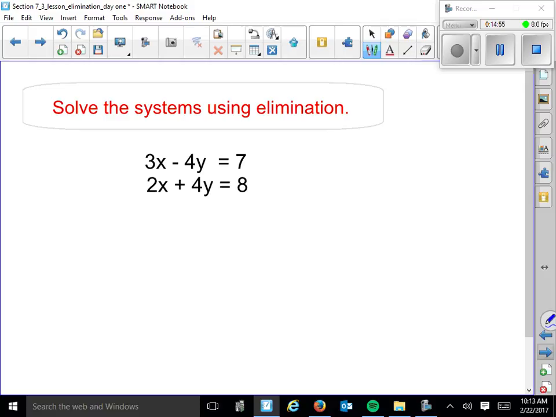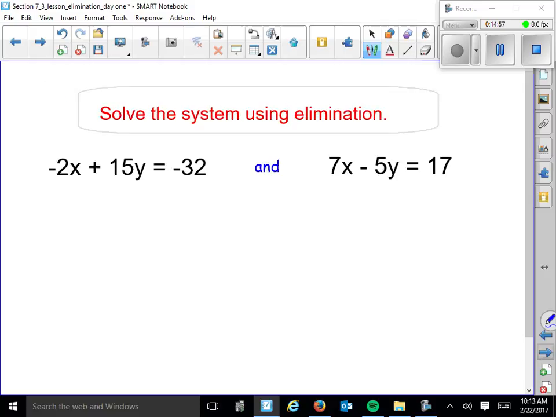Let's get that one. Okay, here's our next system. Negative 2x plus 15y equals negative 32, and 7x minus 5y equals 17. So the first thing I'm going to do is line my equations up.